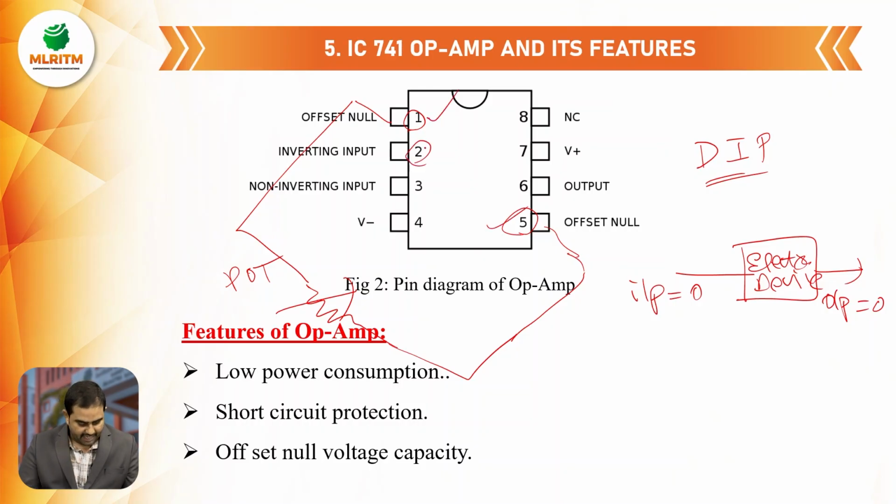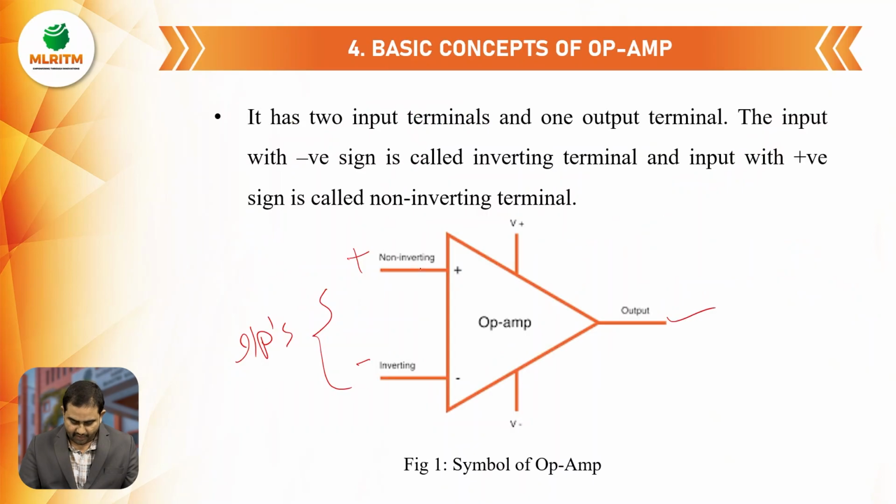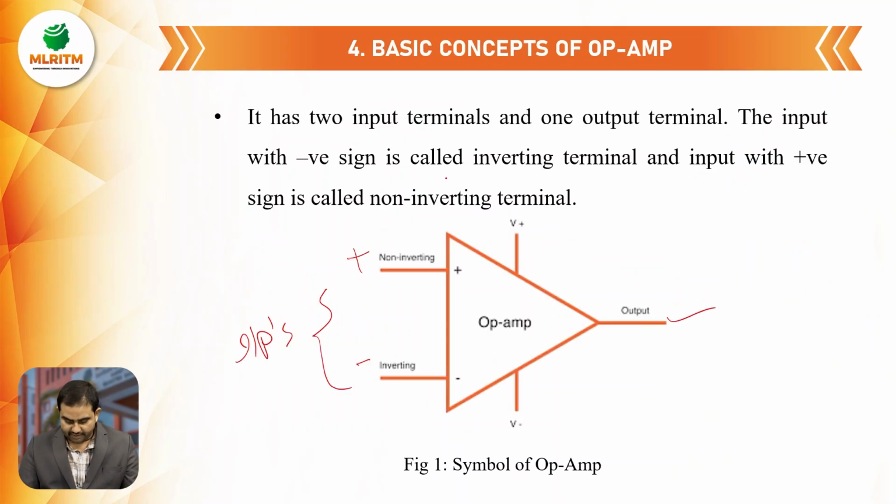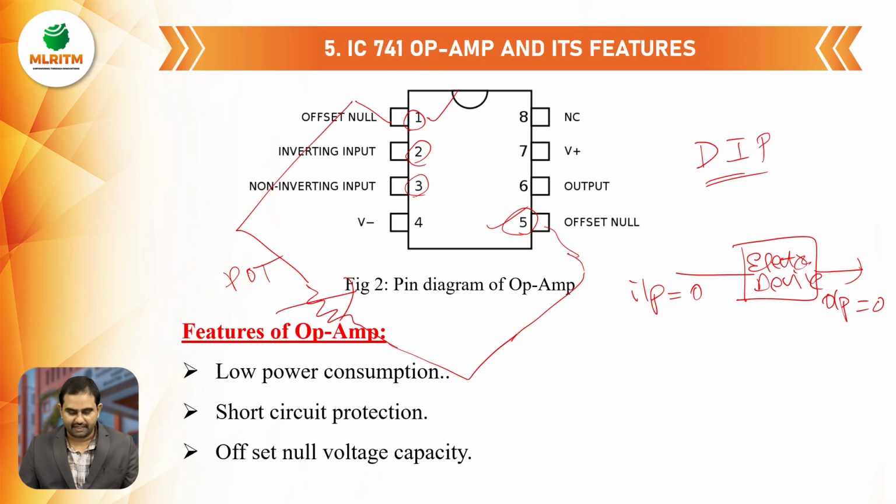Coming to second pin, as we have seen in the last slide, inverting input. Third pin is non-inverting input. If you observe this symbol, we are having two input pins now, inverting and non-inverting. Those two pins are here.